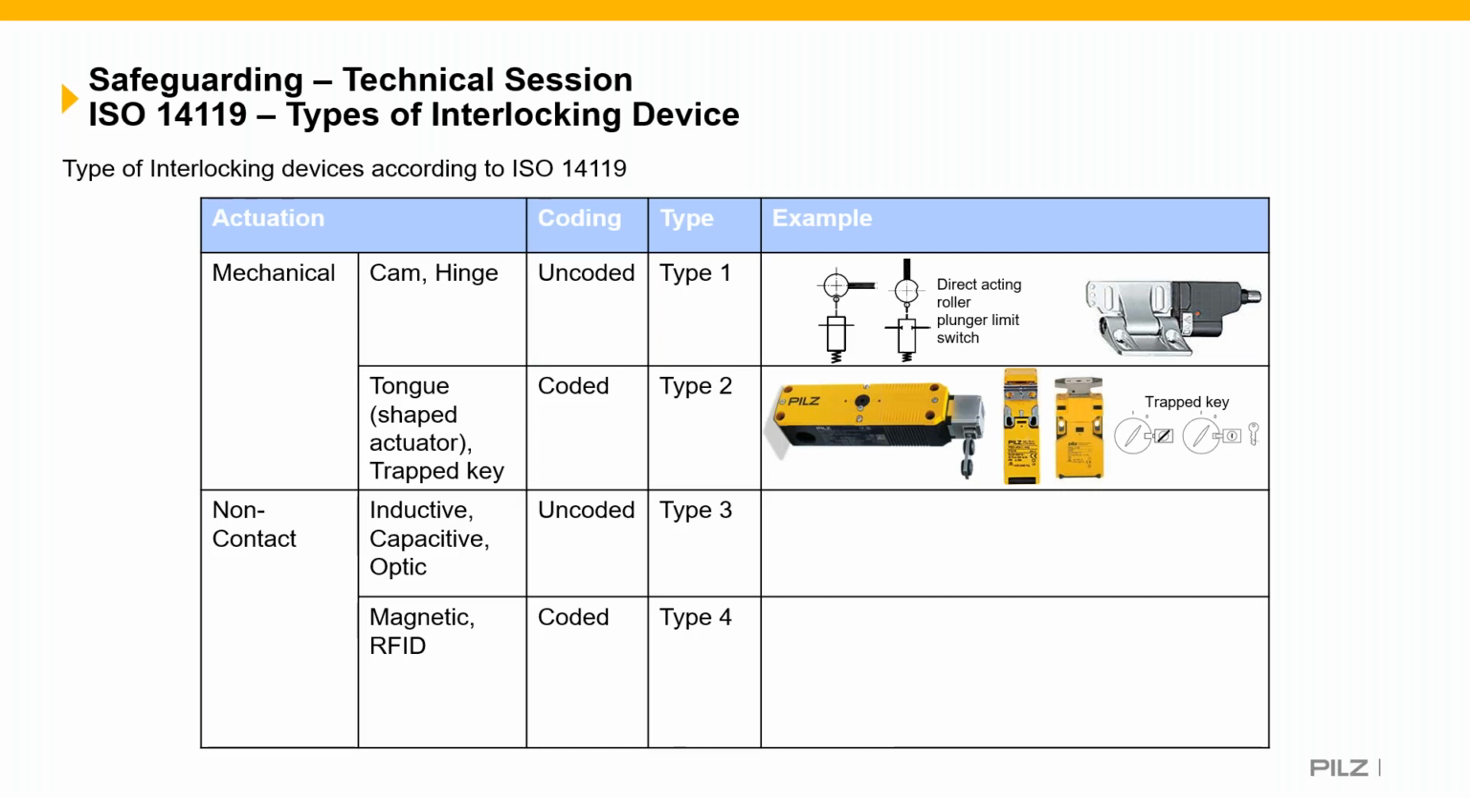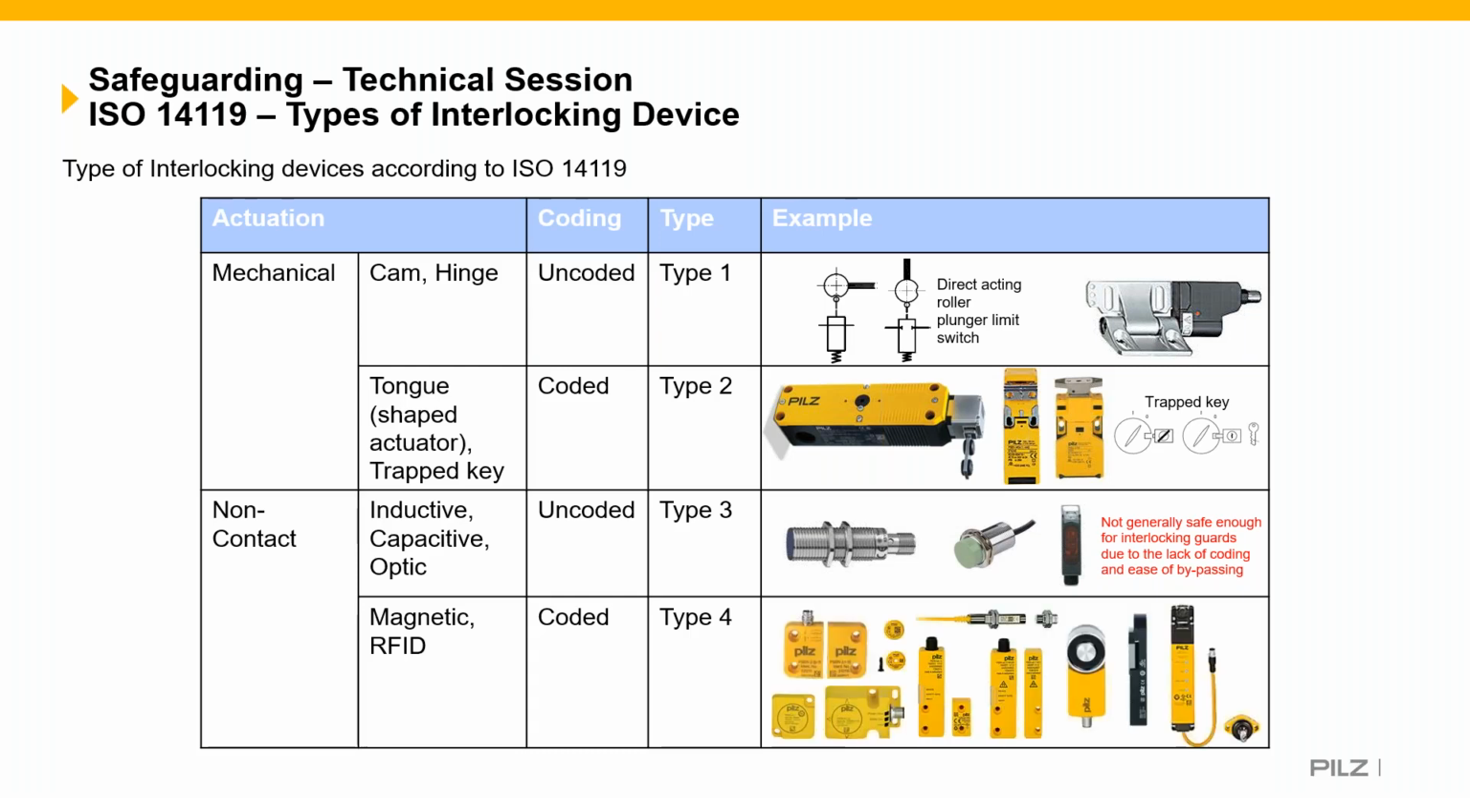You've then got non-contact, which are broken down into inductive, capacitive or optic. They're uncoded and they're type 3. And they're generally not safe enough for interlocking guards due to the lack of coding and ease of bypass. And then finally, you've got magnetic and RFID, which are coded and type 4.